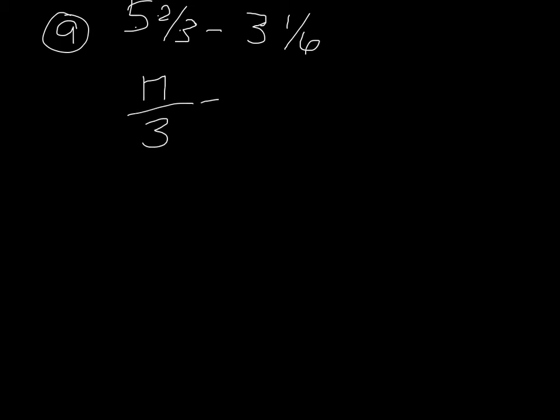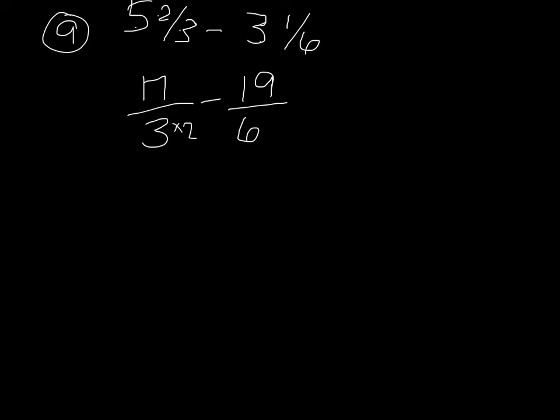I'm hoping this video will be a little shorter than the last one. So this one says 5 and 2/3 minus 3 and 1/6. Okay, so again, I like circling up. 3 times 5 is 15, plus 2 more is 17/3 minus, now let's circle up again, 6 times 3 is 18, plus 1 is 19 sixths.